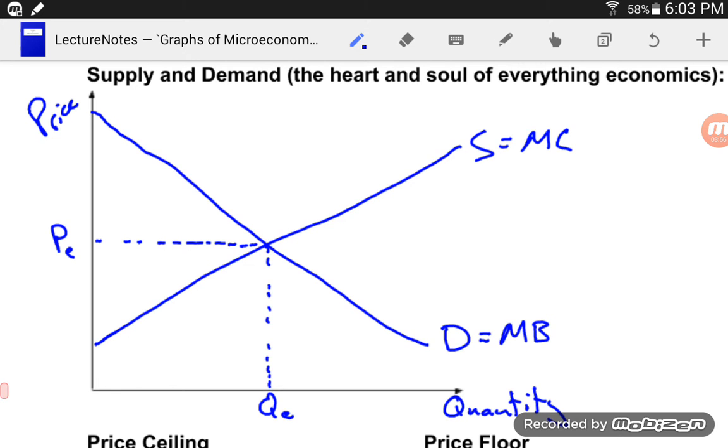If we had a price that was too high, I don't know if I really want to draw this in. I'll come back to that with price floor and price ceiling. But if we have a price that's too high, then the quantity supplied is greater than the quantity demanded. So we have a surplus of goods, which will drive down the price. Just think of what happens when your favorite store has too many of something on hand. They mark it down on sale and the price comes down.